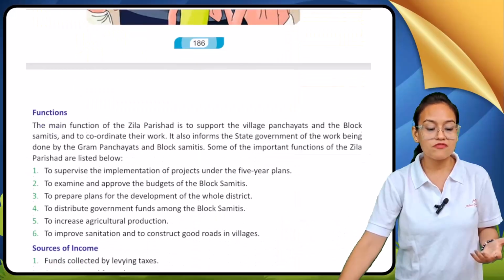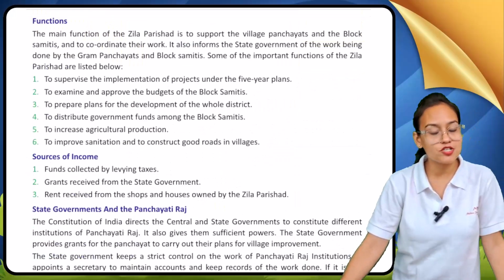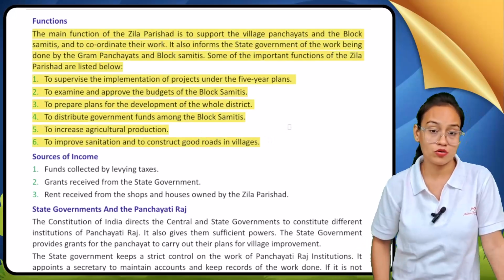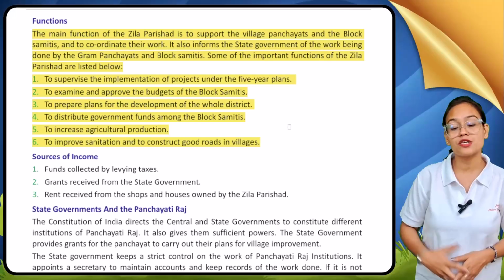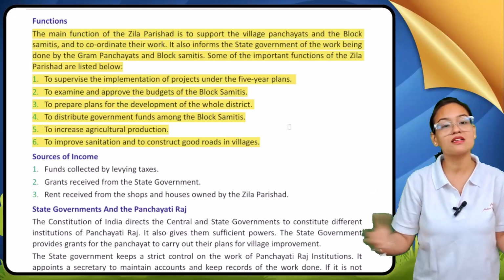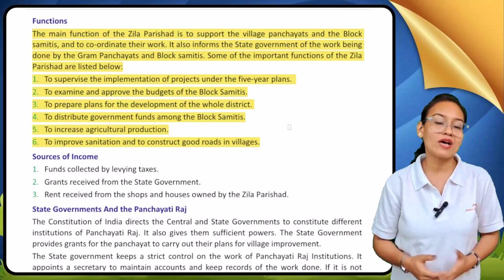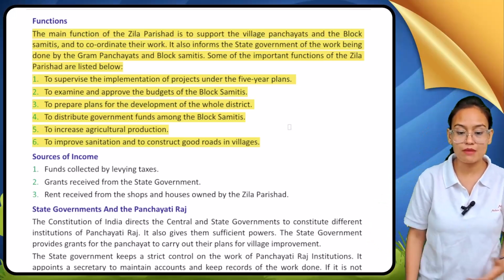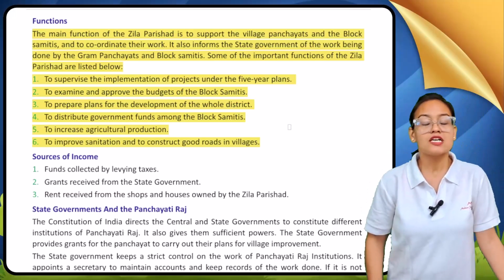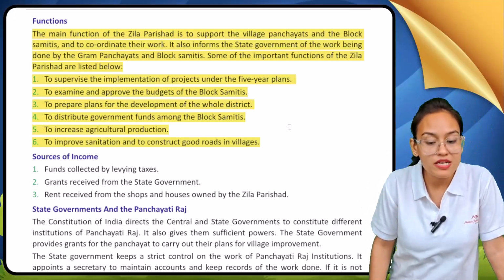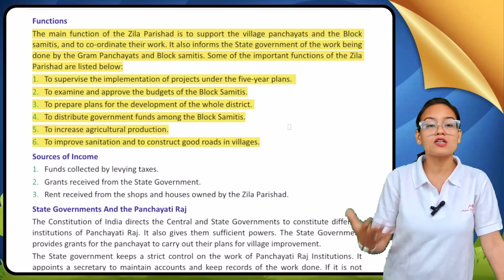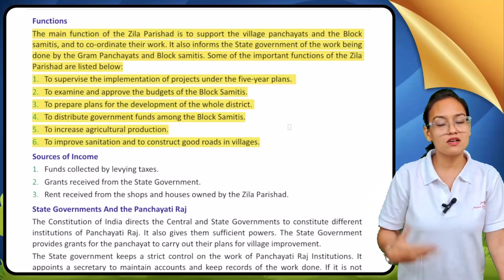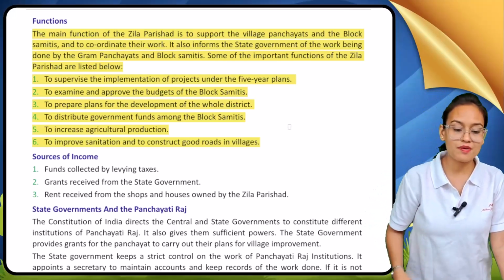Now, functions: what type of functions does this Jila Parishad have to perform? Here you can see, the main function of the Jila Parishad is to support the village panchayat and the block samitis, and also to help maintain a coordinating or helping relation between them. Jila Parishad is also responsible for informing the state government about the work done by the gram panchayat and block samitis.